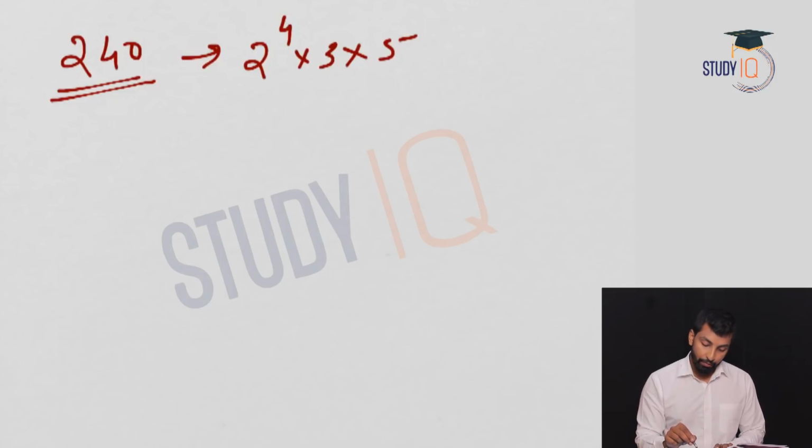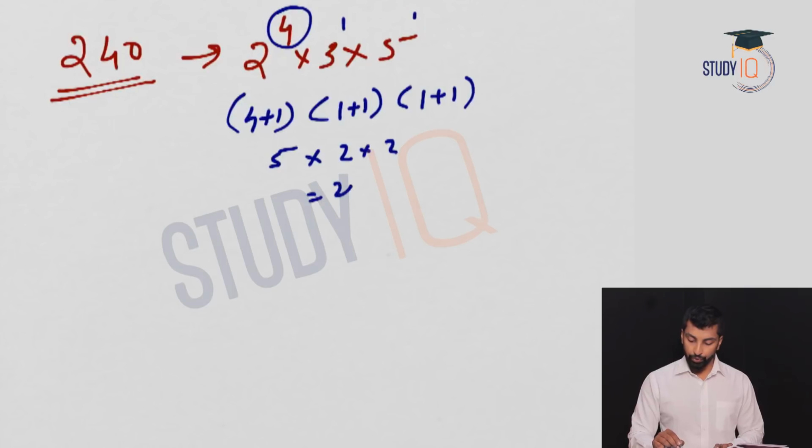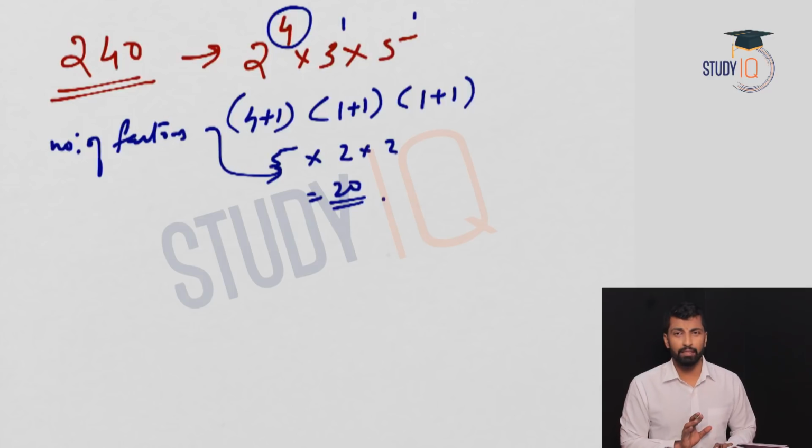So, what is the number of factors here? Let's look at the power. So here it is 4. So 4 plus 1, 1 plus 1 and 1 plus 1. So that becomes 5 into 2 into 2, which is equal to 20. So how many factors are there for 240? 20 factors. So number of factors, you got the answer as 20. I hope this is clear, very simple.